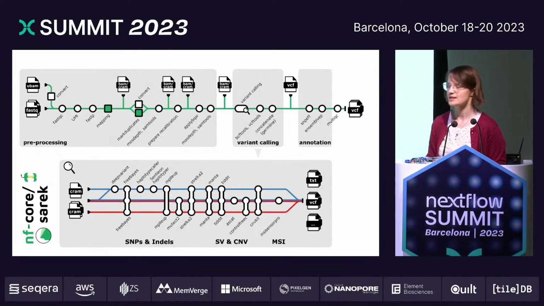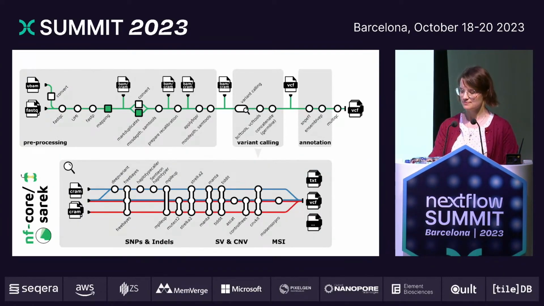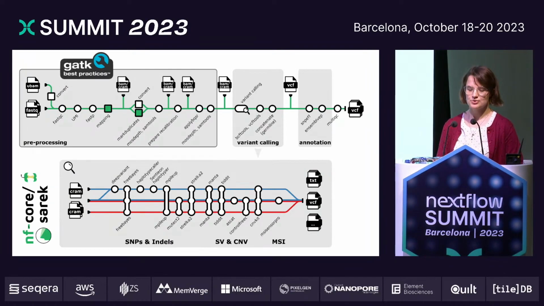And Sarek does this basically in three big blocks. The first one is the pre-processing, which is based on the GATK best practices. We have the alignment step, so aligning the reads to the reference, currently with BWA, BWA-MEM2, or DragMap. Then we do duplicate marking and base quality score recalibration, run a bunch of QC tools, and have converted our input FASTQ files to CRAM files.